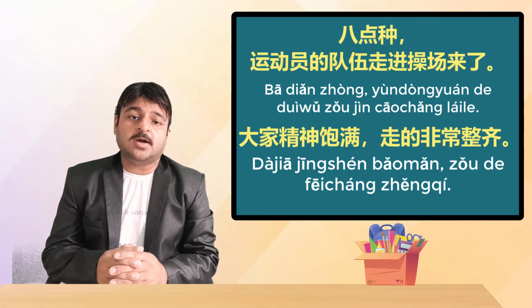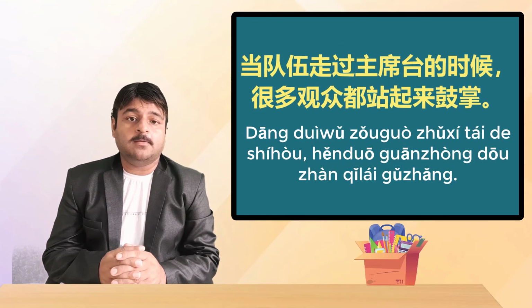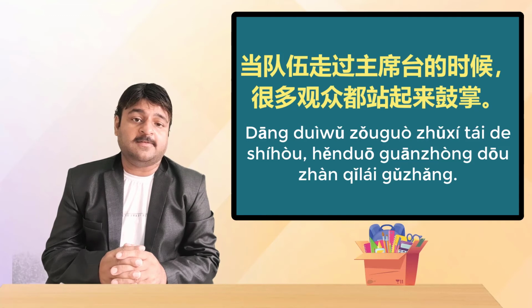走得非常整齐. 走得 to walk. 非常 extremely. 整齐 neat. They walked inside extremely neatly or very neatly. 当队伍 when, so this is a sentence pattern. 当 something 的时候. At the time this happened, then this happened. At this time and then.